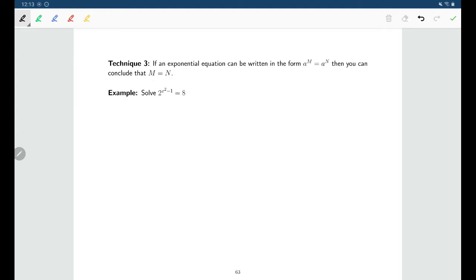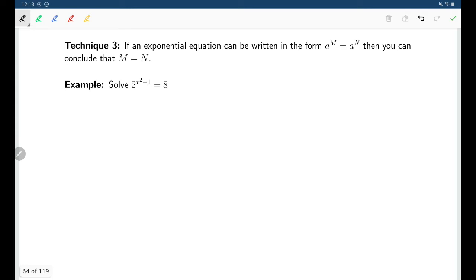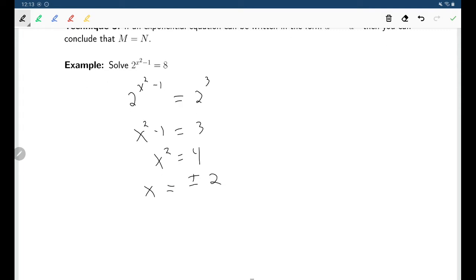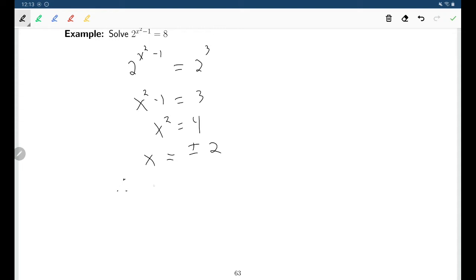We have here 2 to the power of x squared minus 1 is equal to 8. And although it's not already written all with the same base, you could rewrite it with the same base if you recognize that 8 is the same thing as 2 cubed. So you really could say you have 2 to the power of x squared minus 1 equals 2 to the power of 3. So x squared minus 1 should be equal to 3. And so therefore x squared is 4. And so x should be plus or minus the root of 4. And there we go. I've got two solutions. My solutions are positive 2 and negative 2.